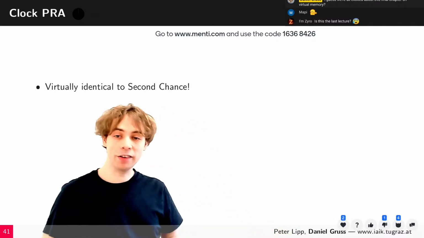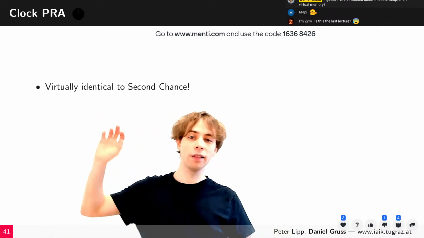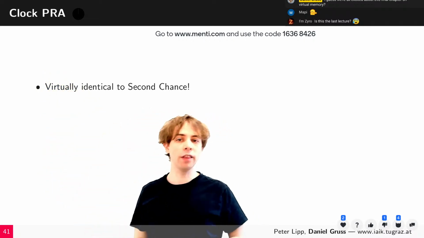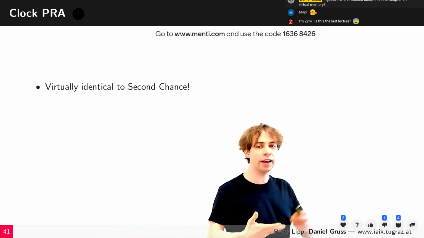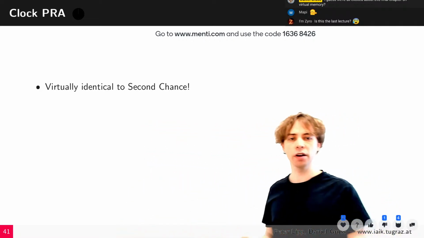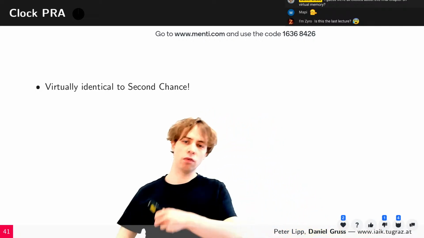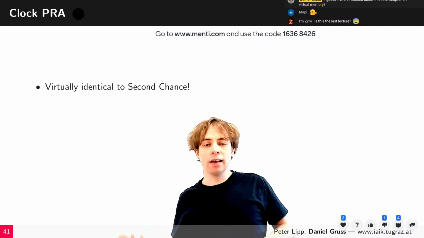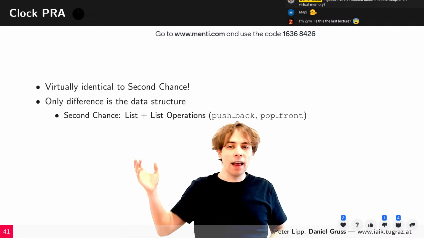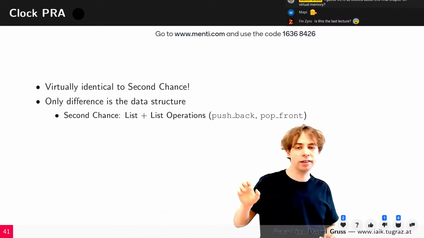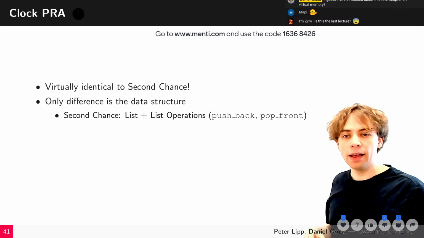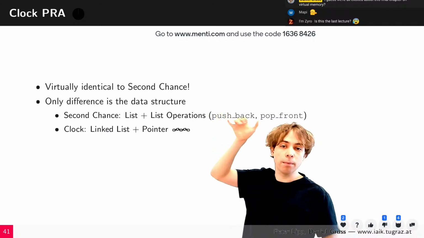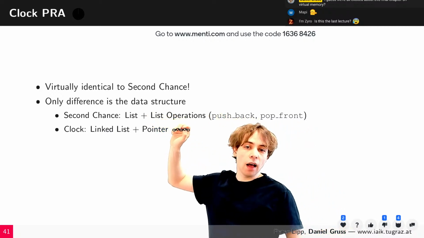There's another algorithm which is actually used in practice, and that's the clock PRA. And it's virtually identical to second chance. The only difference here is the data structure, because in second chance we didn't really talk about the data structure. We just said, okay, it's some sort of queue, but how it's implemented doesn't really matter. In the clock PRA, this is implemented as a linked list, and we use list operations here with pushback, pop front.